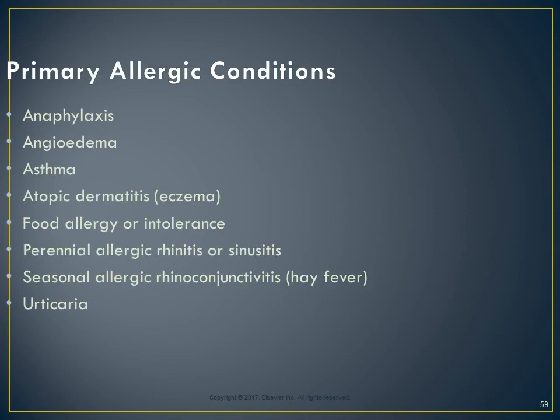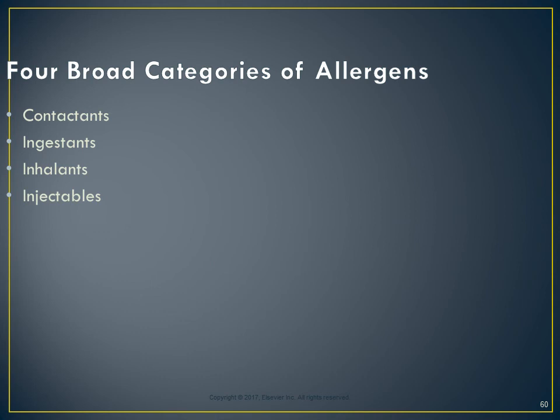Primary allergic conditions include anaphylaxis, which is the most serious, angioedema, asthma, atopic dermatitis or eczema, food allergy or intolerance, perennial allergic rhinitis or sinusitis, seasonal allergic rhinoconjunctivitis or hay fever, and urticaria. There are four broad categories of allergens: contactants, ingestants, inhalants, and injectables.